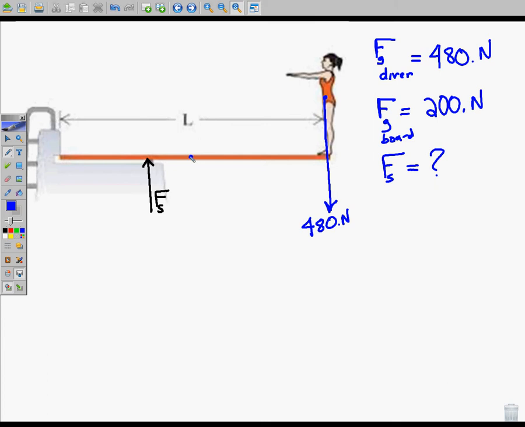does that look like the center? Yeah, it's right under the belt. Fg of the board, I'm just going to say 200 newtons.